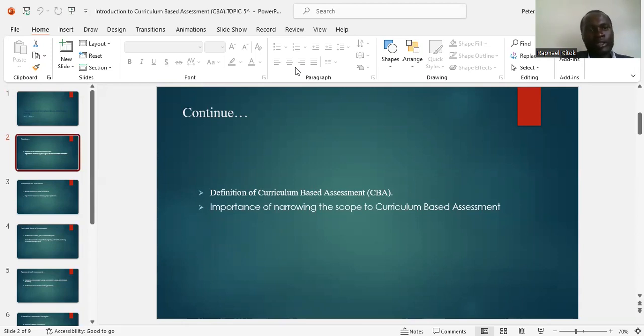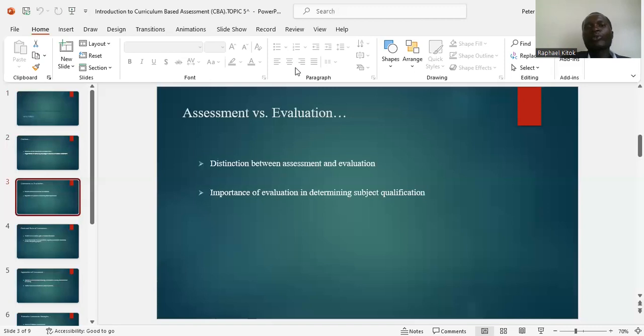As a learner, you should know that we also have to differentiate between assessment and evaluation, the distinction between assessment and evaluation, and the importance of evaluation in determining subject qualification. For me, I'm just breaking this down for you to help you in your learning, for when one of your lecturers asks you some question of the same. So I'm helping you to just break it down.